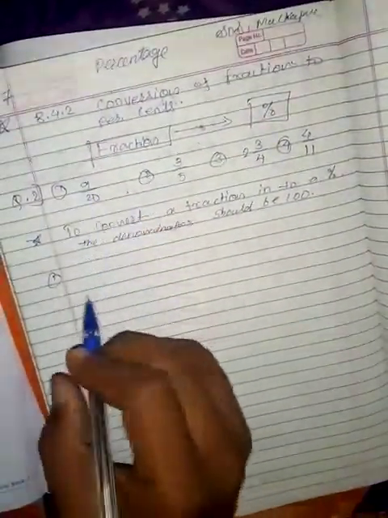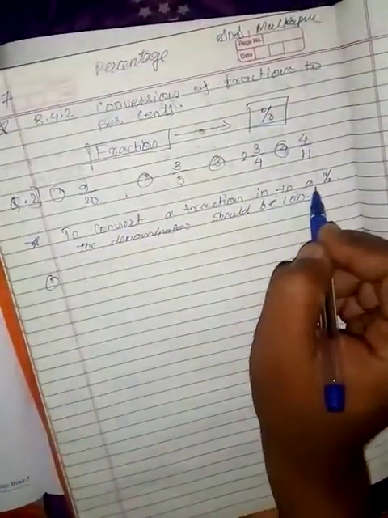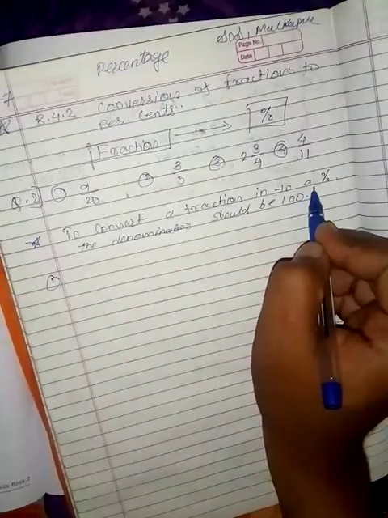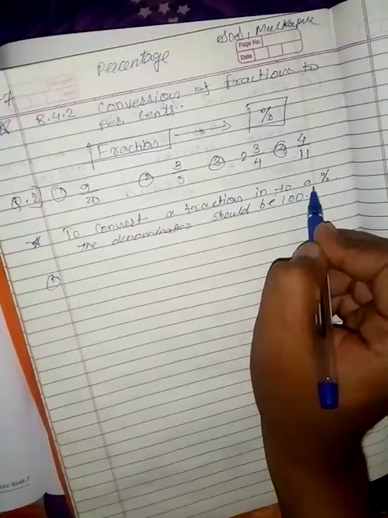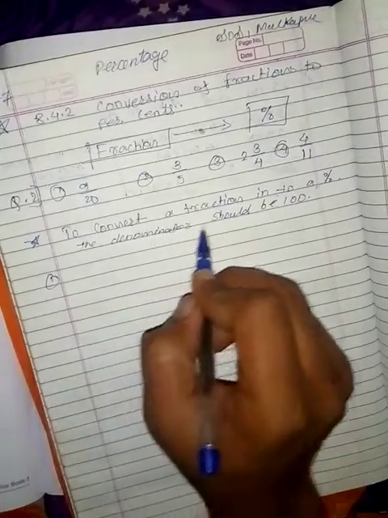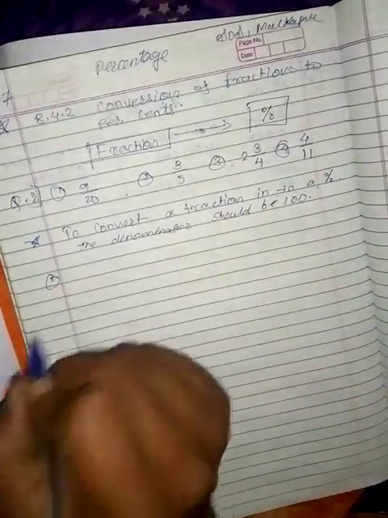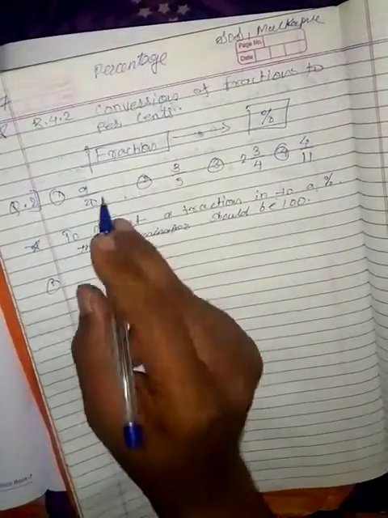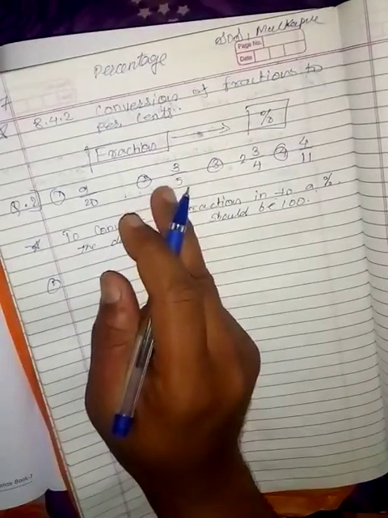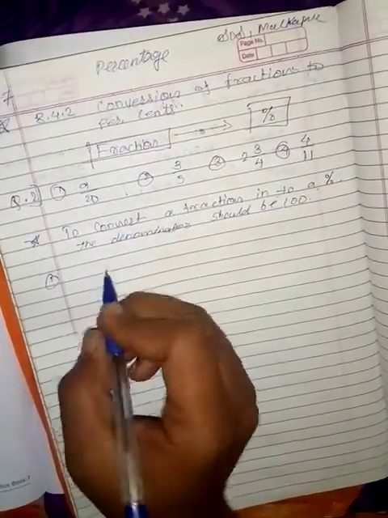So first of all, whenever we have to convert a fraction into a percent, you can see on page number 134 or 135, for a percent, the denominator should be 100. What is the common sense in it? We have to convert the denominator into 100, so then we can convert it into a percentage.